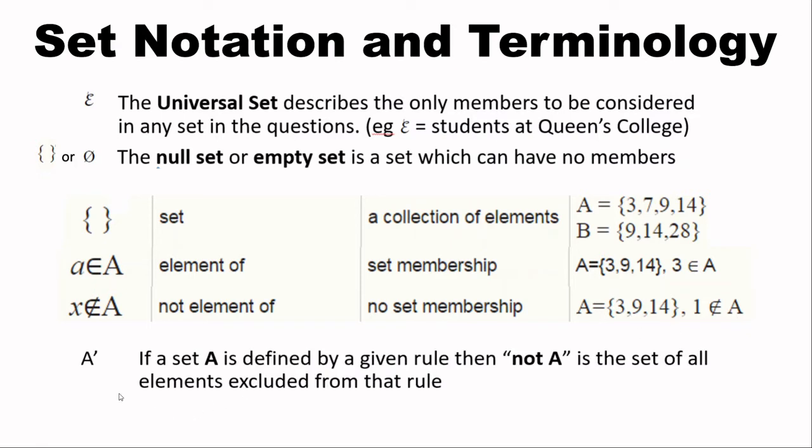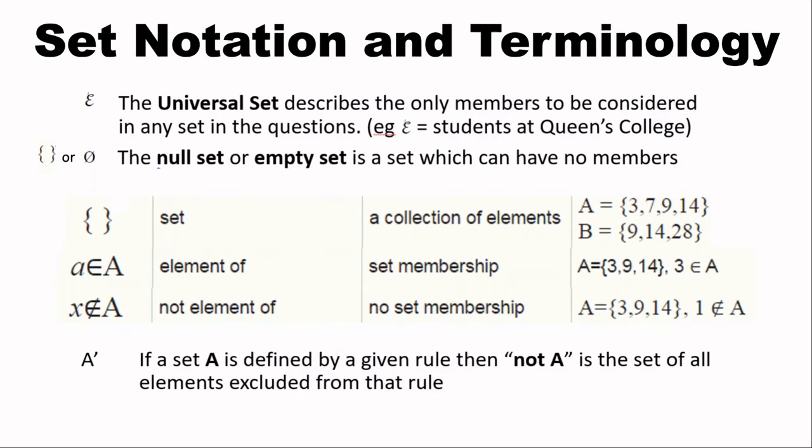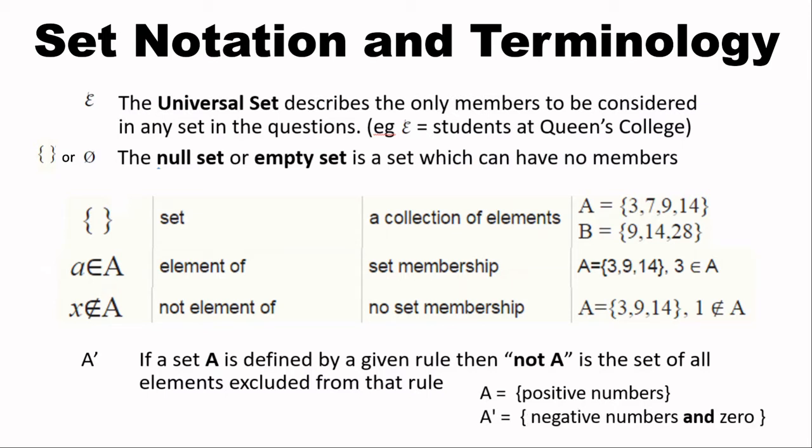Another way we could talk about what's in A and what's not in A is using A with this little line up at the top. This is called not A. If set A is defined by some given rule, then not A is the set of all of the other elements inside the universe which are excluded from that rule. So for example, if A were all the positive numbers, not A would be all the negative numbers, including 0, because 0 is not a positive number, and not A must include everything that's not a positive number.